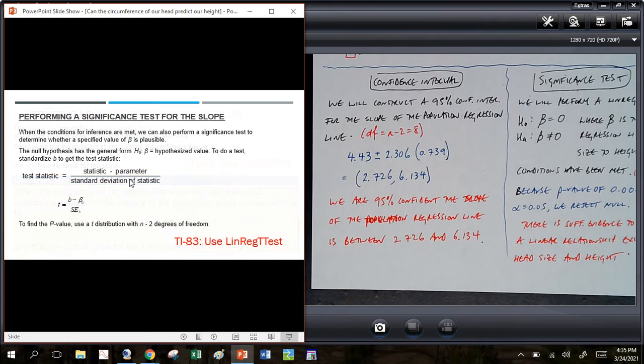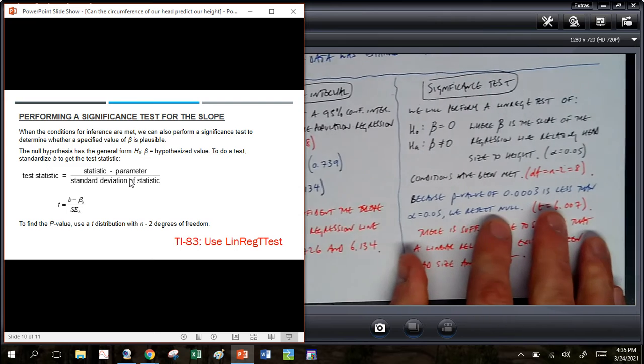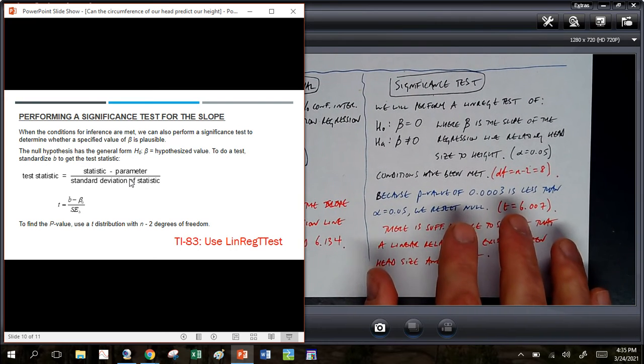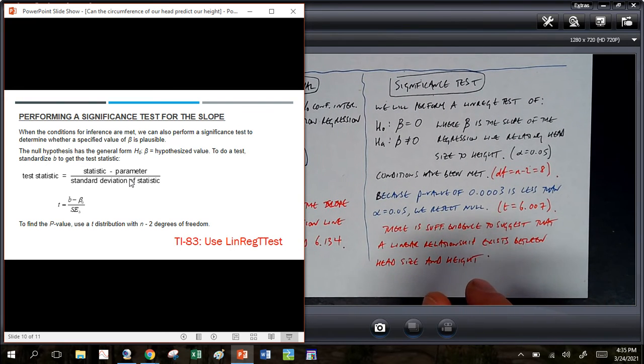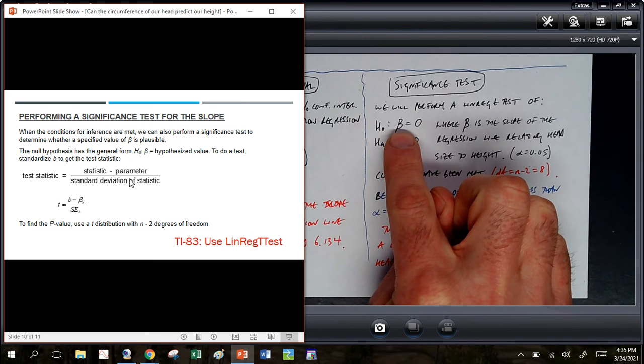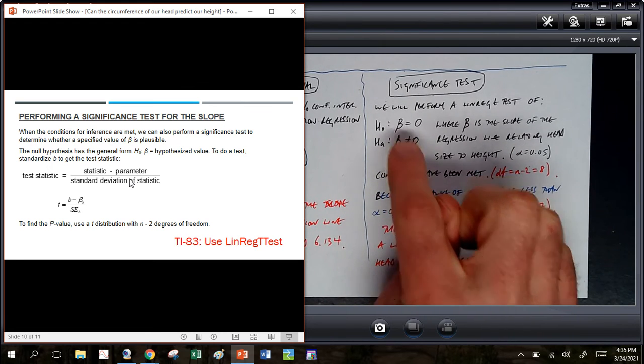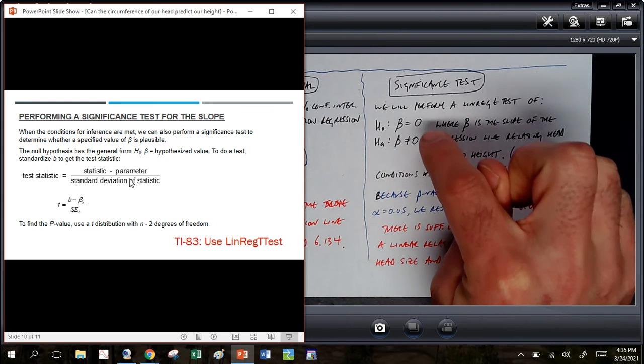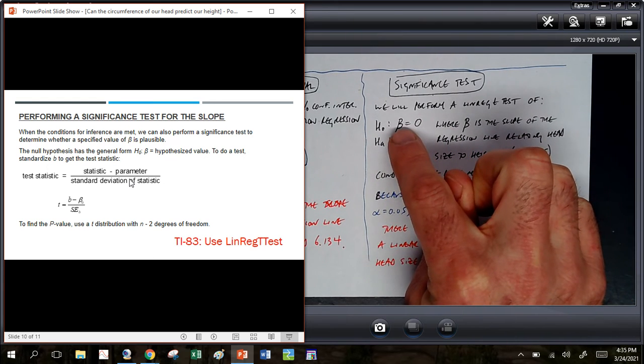All right, so let's go ahead and look at how we perform a significance test for the slope. With a significance test, you need your hypotheses. The hypotheses for this one are generally pretty straightforward. Because we're going to be looking for the slope, we use the beta here and here. The top one is that the population slope is equal to 0.